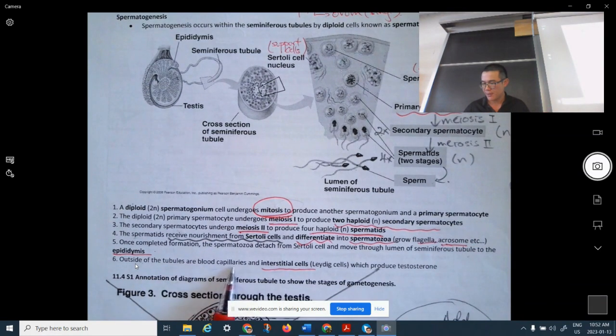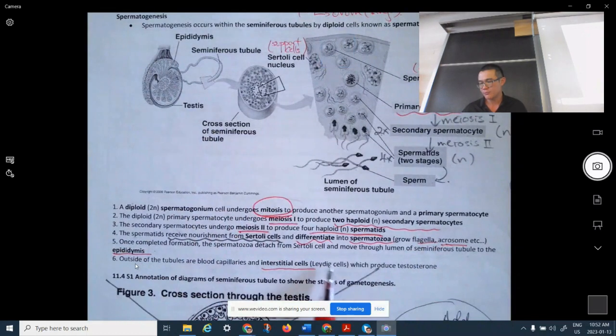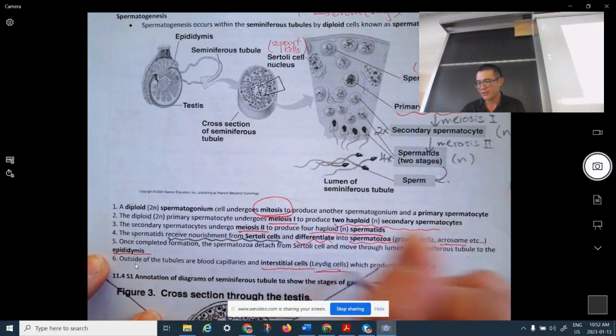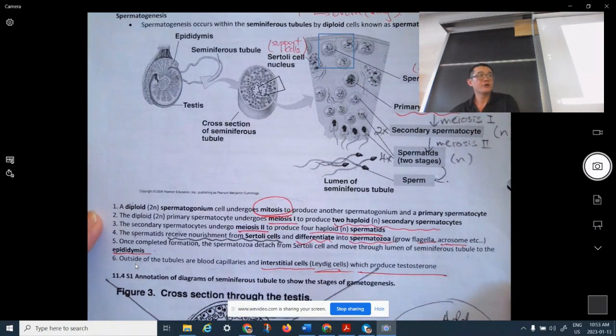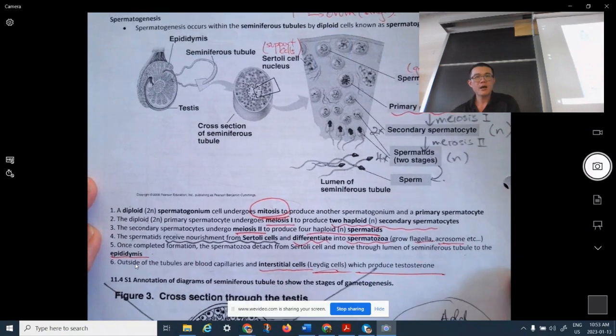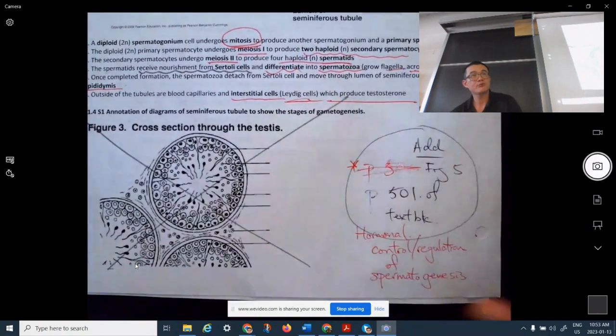Outside of the tubules, there are blood capillaries and interstitial cells. Now, it's not shown in these pictures. The role of these cells is to make testosterone. And we did talk about testosterone and the secondary sexual characteristics last lesson, on Wednesday. Are we good?